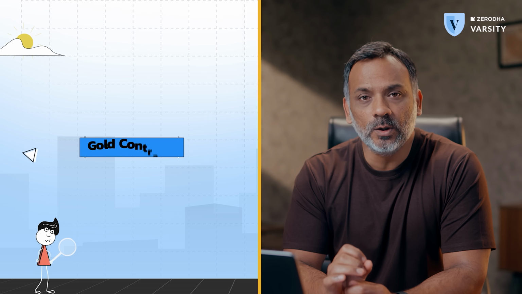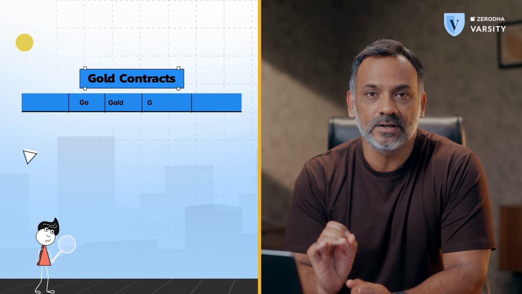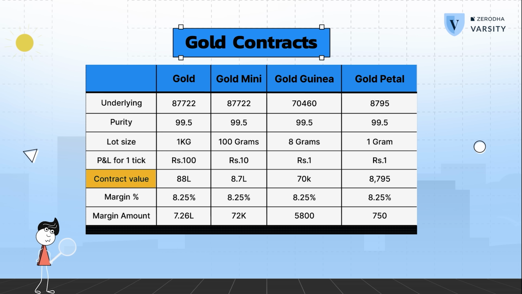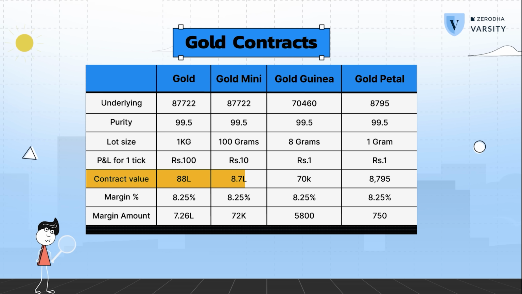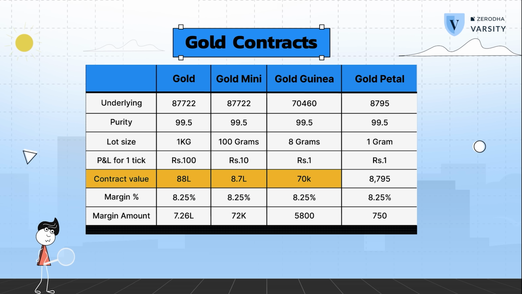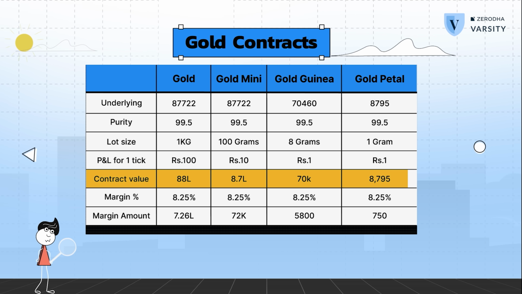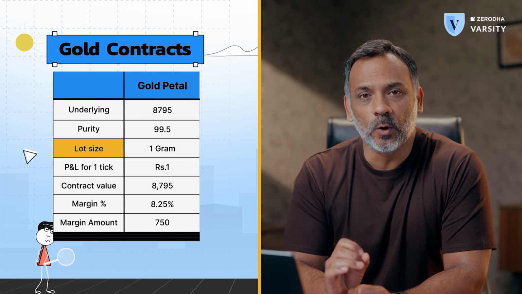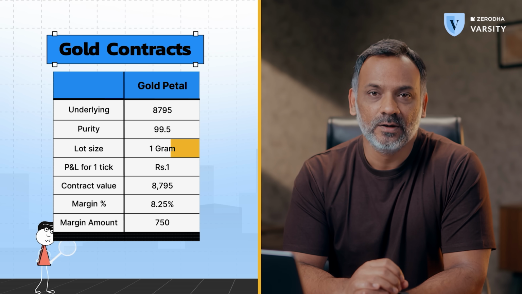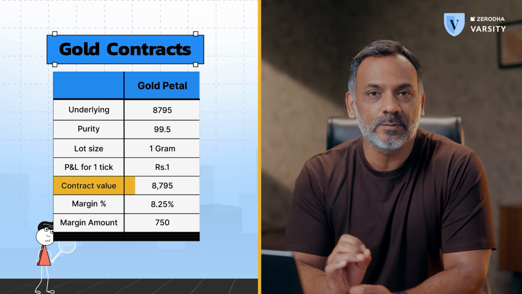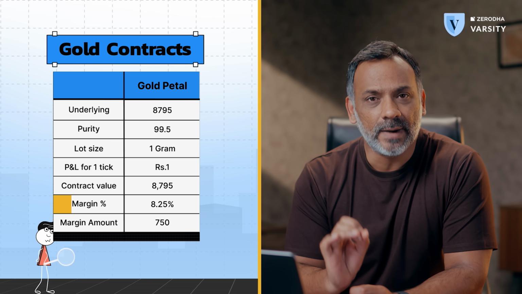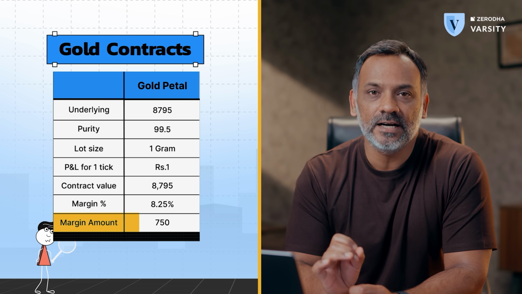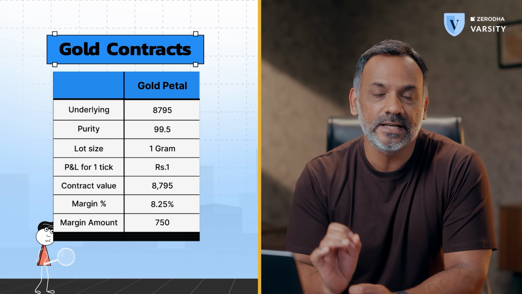Hence, there are smaller gold contracts that you can trade on, such as the gold mini, gold guinea, and the gold petal. The contract sizes for these is roughly about 8.7 lakhs, 70,000 and as small as 8,700 rupees. Let us just double click on gold petal for a second. The lot size for gold petal is just 1 gram, which makes the contract value just about 8,700. And at a margin requirement of 8.25%, you only need about 750 rupees to take a position in gold petal.